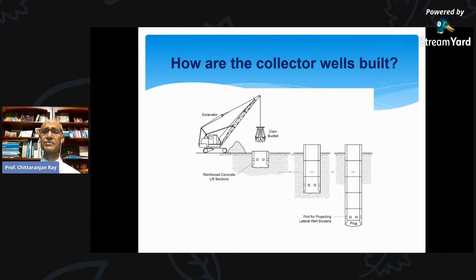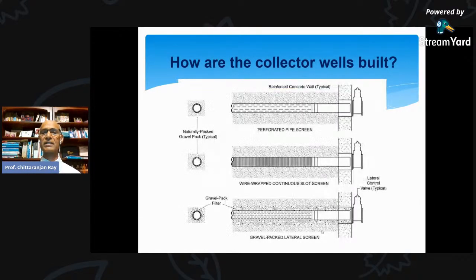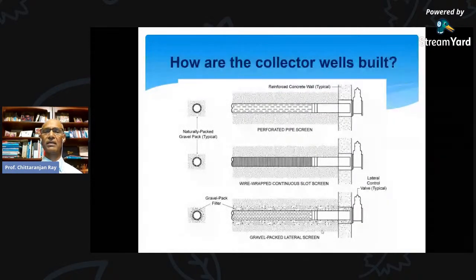There are three types of screens. In the old days, they had lathe cut screens, which have less open area. You don't get an open area of more than 20%. More common nowadays are continuous wire wrapped screens, which can have up to 40-45% open area. And then there are gravel packed screens, which are sometimes used if the aquifer is highly heterogeneous.